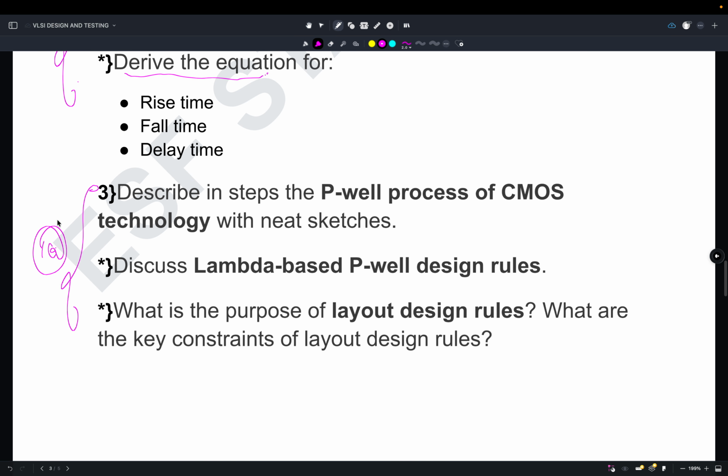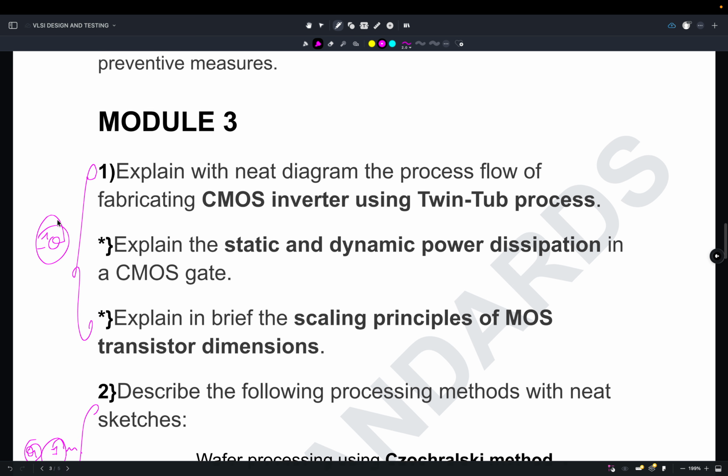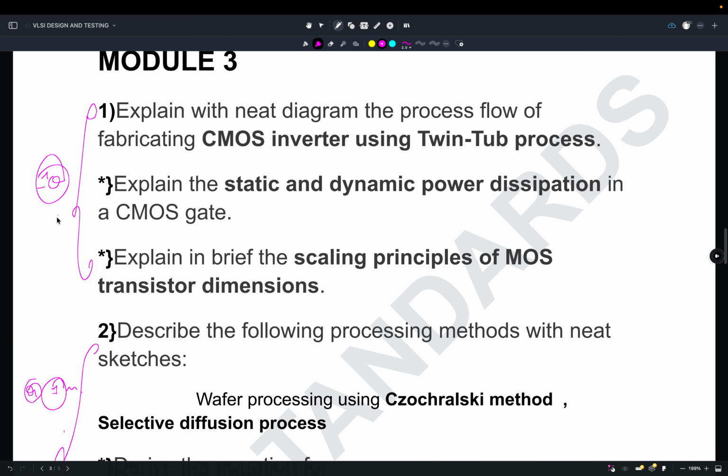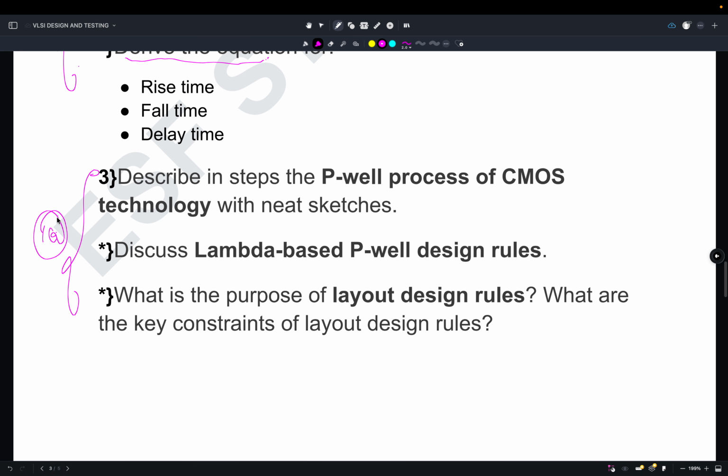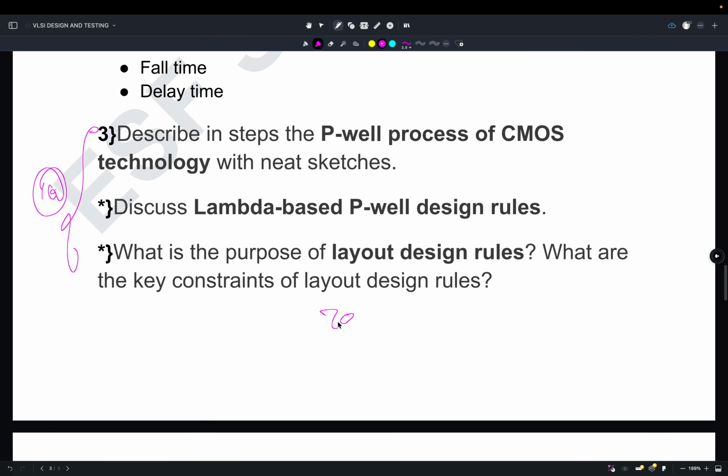So in this module we can say you get around 14 marks. This is module 3, right? In module 3 you can easily get 20 marks. In module 4 you are getting 14 marks. Why? Because it's a little difficult. So in module 4 you can get 14 marks easily.